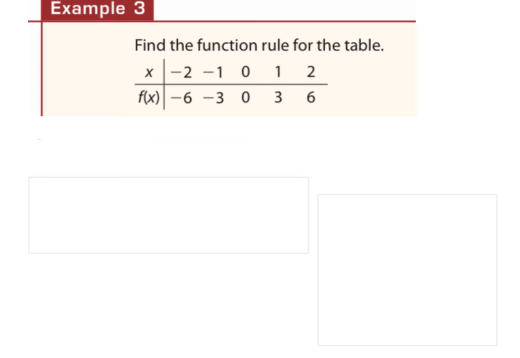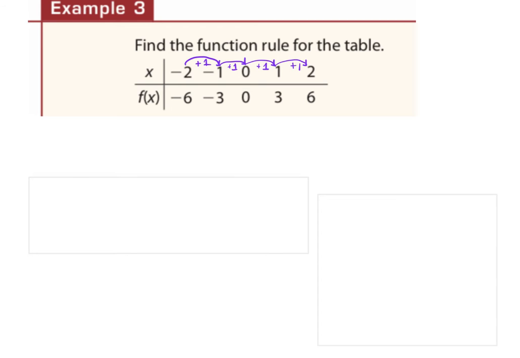And so the first thing I do is I say, well, what's happening between the x's? How do I go from -2 to -1, and from -1 to 0, and from 0 to 1, and from 1 to 2? Is there a pattern? What are they doing to go from one to the next? Yeah, what are they adding? They're adding 1. And so we have added 1 to each of these.